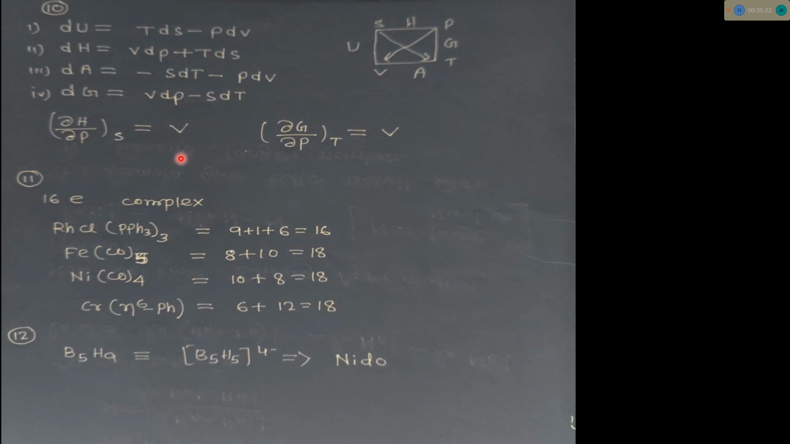So the question was, in which expression can we express volume. From these 4 expressions, from equation 2, if we divide equation 2 by dP maintaining constant entropy, then we will get del A by del P at constant entropy equal to V. At constant entropy, dS becomes 0, then del A by del P at constant S equals V. From equation 4, if we divide by del P, del G by del P at constant temperature, we will get V.